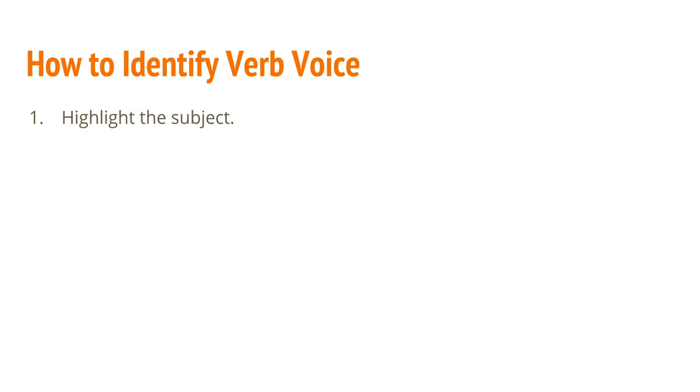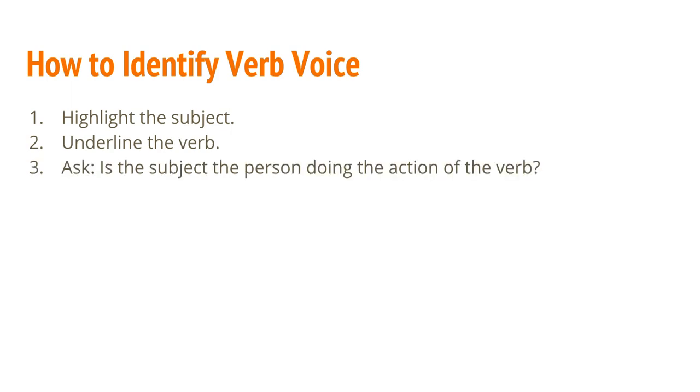To identify verb voice, you simply highlight the subject, your who or what, underline the verb, and then ask, is the subject the person doing the action of the verb? If the answer is yes, the sentence is in active voice. If the answer is no, then it's passive voice.